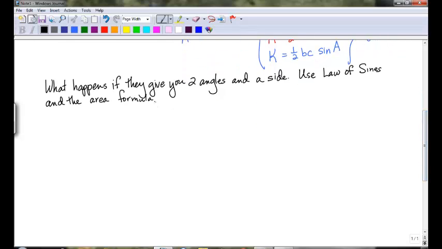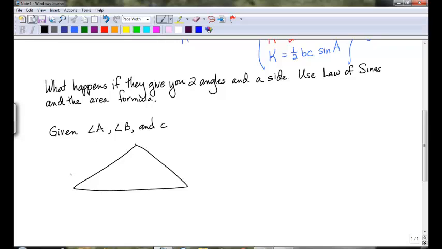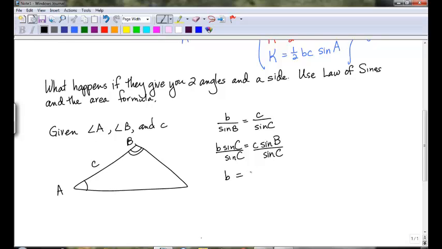So, example. Let's say you're given angle A, angle B, and side C. If you're given this angle, let's say this is angle A, you're given angle B and you're given this side C, how do you find the area of that triangle? Well, you have to go b over the sine of angle B equals c over the sine of angle C. You can cross multiply, and you get b sine of C equals c sine of angle B. Then if you divide by sine of C on both sides, you get b equals c sine of B all over the sine of angle C.